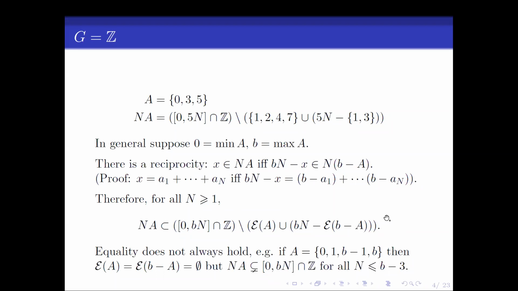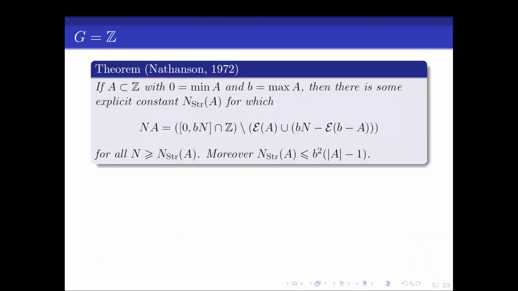Right, but it was one of Nathanson's early results in the early 70s to say that if n is large enough, then equality does hold. And in fact, he did this effectively. So we have 0 being the min element, B being the max element. Then there is some explicit threshold, I'll call this the structural threshold of A, n_structure, such that equality holds in this structural decomposition for all n at least this threshold. And he gave a bound on the structure constant, B squared times the size of A minus 1.